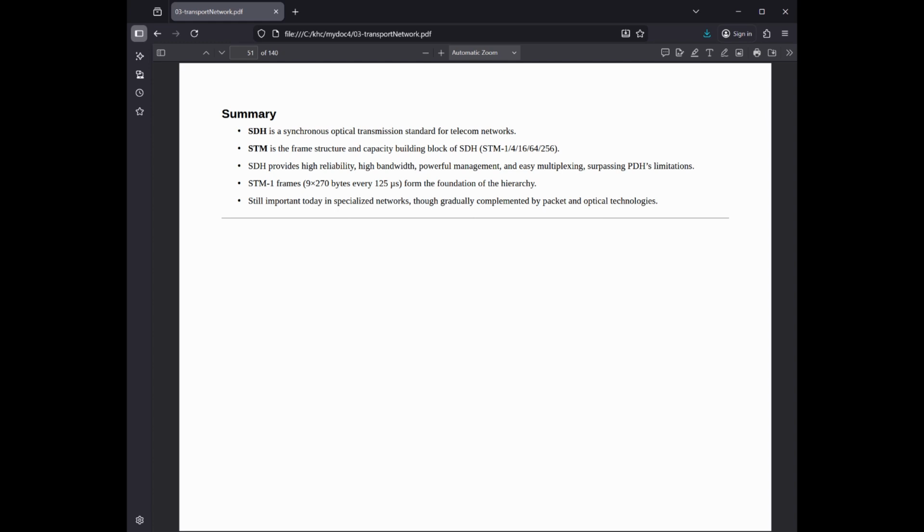Skills gap: the engineers who grew up configuring SDH are retiring. Younger engineers are trained in Python and IP, not in manual TDM cross-connects. Power consumption: old SDH hardware is physically large and consumes a lot of electricity compared to modern high-density pizza box routers. Summary of SDH status.